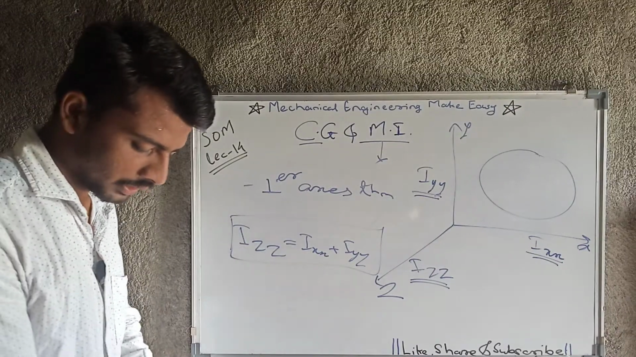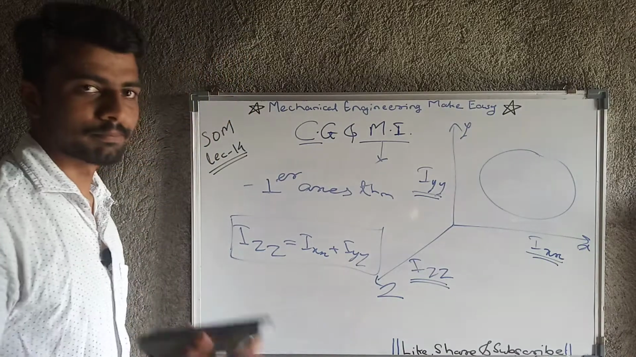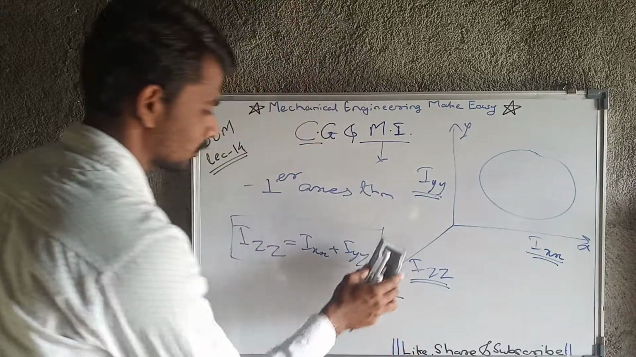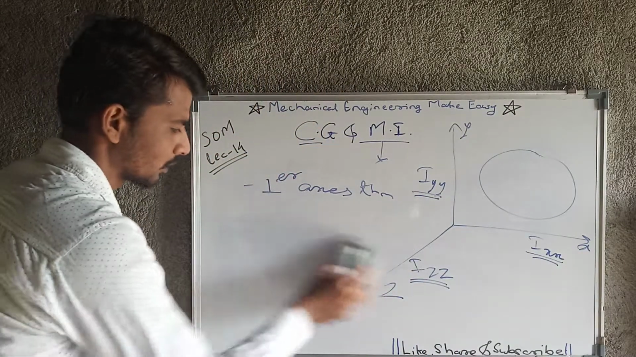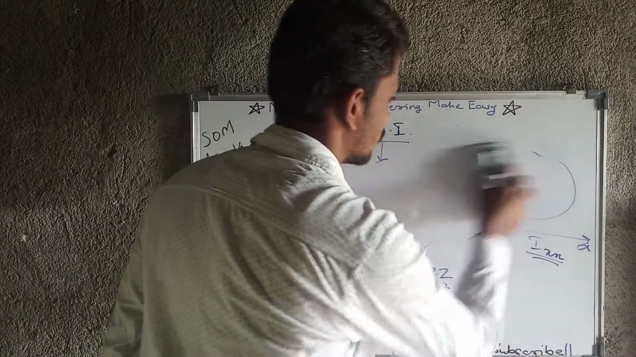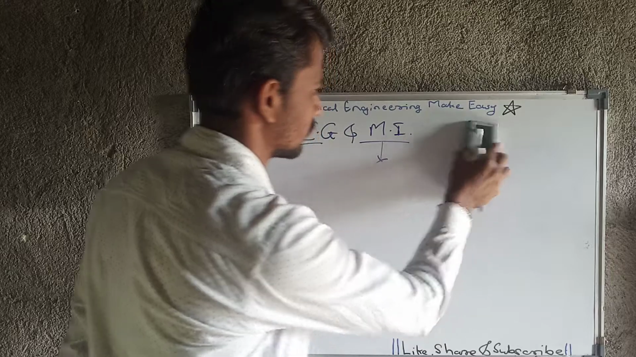Then again, up till now we have studied some basic concepts like Ixx, Iyy, Izz. But what will happen if we need to calculate the moment of inertia like Ixy? How can we calculate it? That is Ixy.